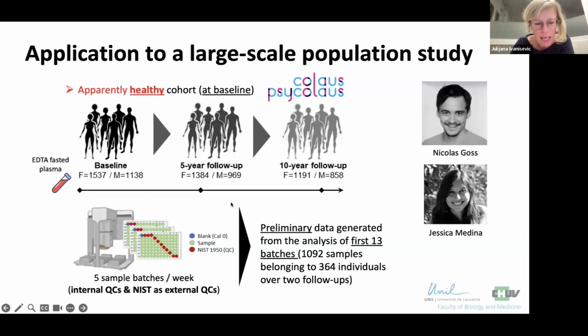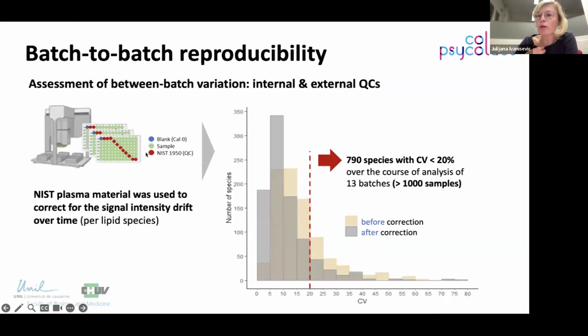And similarly, as we do in the untargeted workflow, we have also used here the pooled NIST as an external quality control material to correct for the signal intensity drift over time, mainly for this batch-to-batch variability. And this was done on the basis of each lipid species. And as you can see from the histogram on the right, after this signal intensity drift correction, which in this case was done with the simpler linear regression modeling, 790 species with the CV below 20% were actually retained for the further statistical analysis.